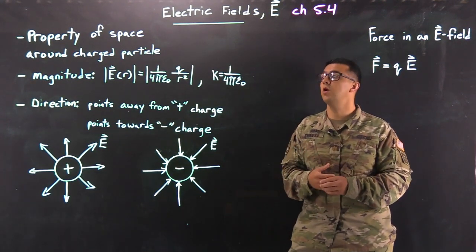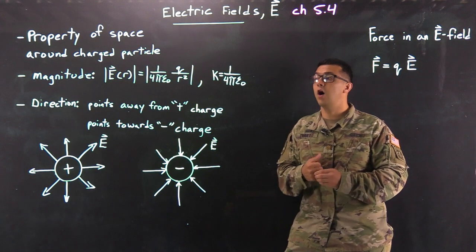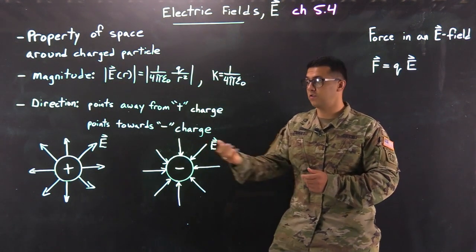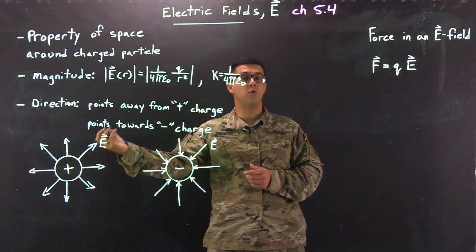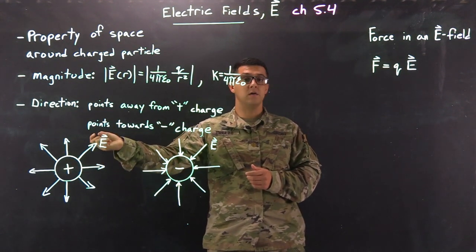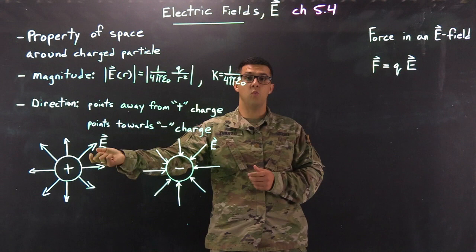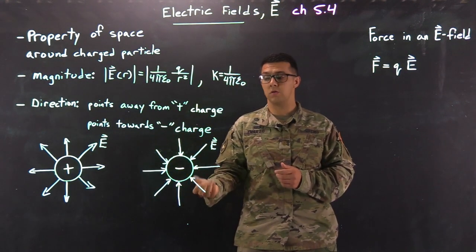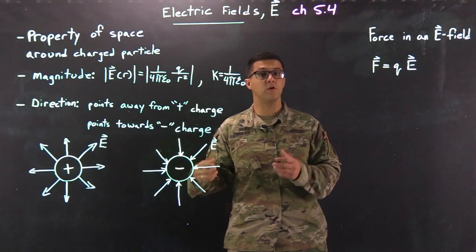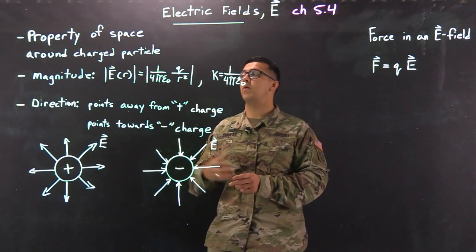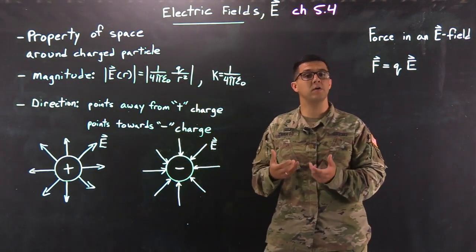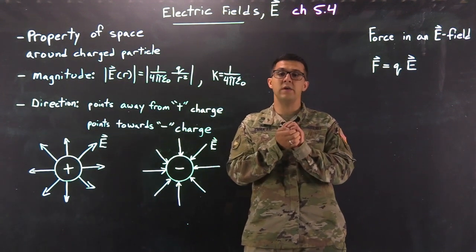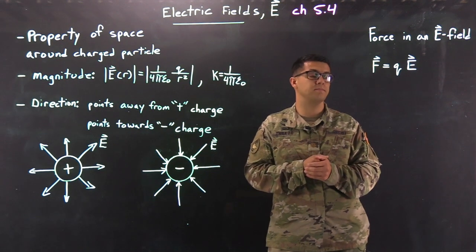Now, the direction: this points away from positive charge and it points towards negative charge, as you can see here. So for a positive point particle, my electric field points away in all directions. For a negative particle, I can see that my electric field points towards it in all directions. Again, the equation we give you is only applicable for a point charge. That's all we're talking about, a point that has a charge associated with it.